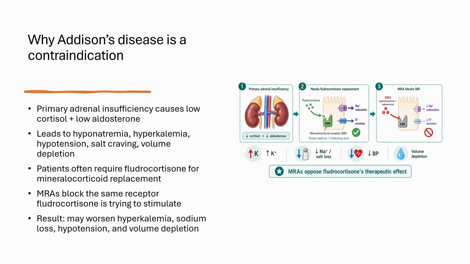If a patient is placed on an MRA, then we are antagonizing the therapeutic effect of fludrocortisone at the mineralocorticoid receptor, essentially worsening sodium loss, hyperkalemia, hypotension, and volume depletion.